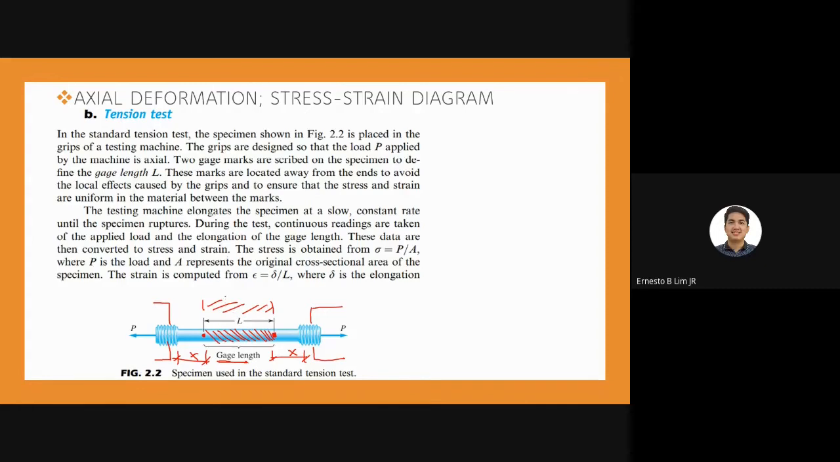Okay, so the testing machine elongates the specimen. As you can see here, it is being pulled with these P forces at a slow constant rate until the specimen ruptures, until the material is torn apart. During the test, continuous readings are taken of the applied load and the elongation of the gauge length. These data are then converted to stress and strain. The stress is obtained from this formula: stress is equal to P over area, and strain epsilon is equal to the elongation over the length.